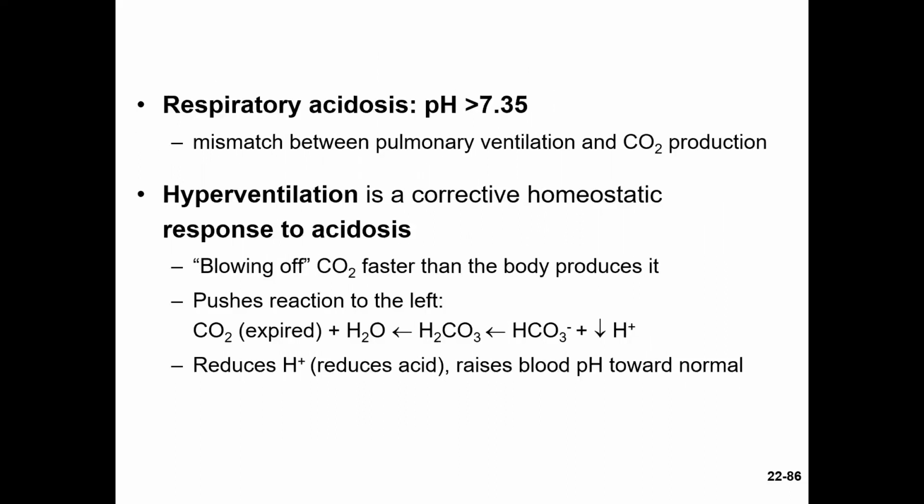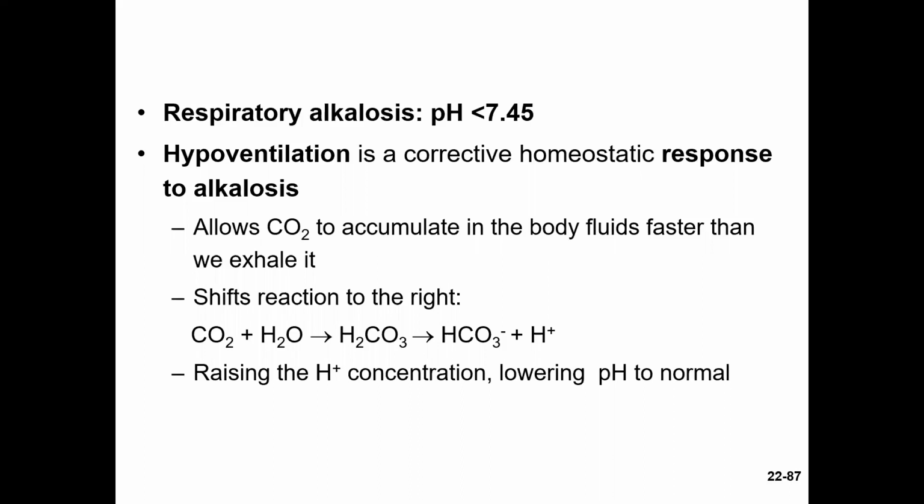So respiratory acidosis is a pH that's under 7.35. It's a mismatch between pulmonary ventilation and CO2 production. Hyperventilation is a corrective homeostatic response to acidosis. It's the blowing off of CO2 faster than the body produces it. It pushes the reaction to the left, reduces the acid, and raises the blood pH to normal.